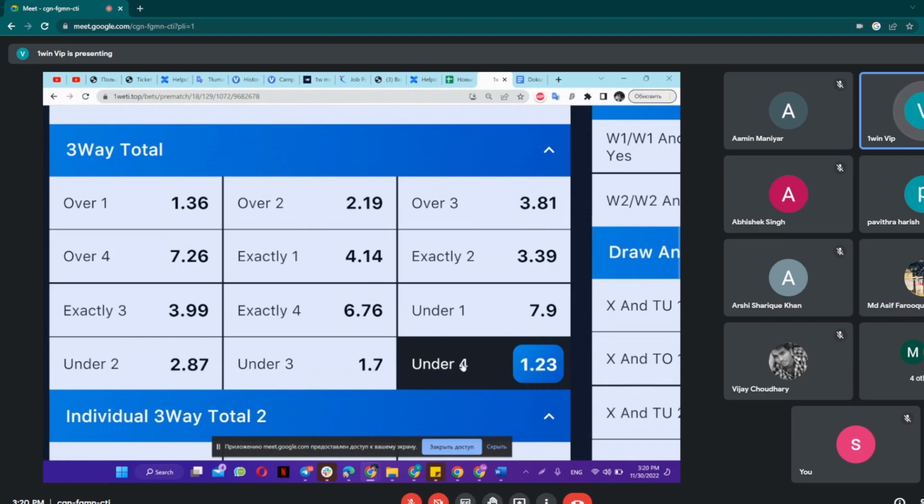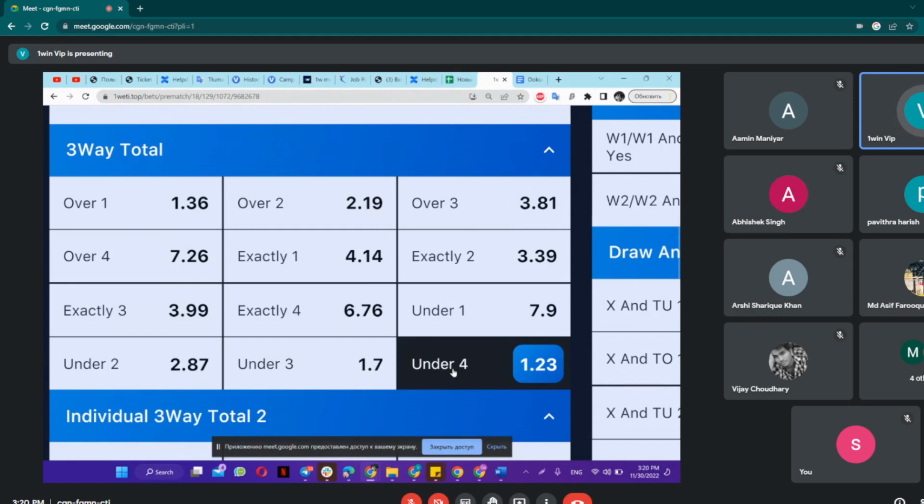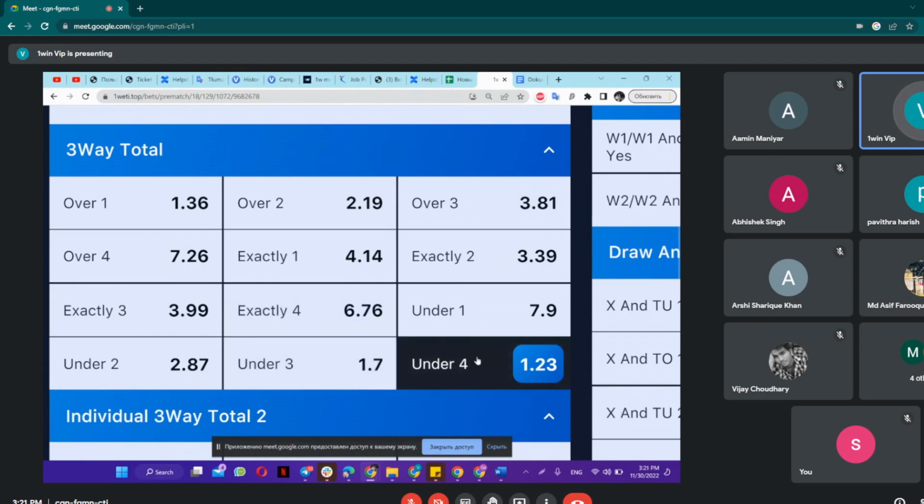But by having 4, already in a three-way total, we will not receive a refund because we already have betting on exactly 4. So there is no refund. In a regular total, by having exactly the same total in the bet and in the real match, we will receive a refund. In a three-way total, we don't have this rule. So only win or lose. Three-way total under 4, we should have 3, 2, 1, 0 to win. If we have 4, we will lose.